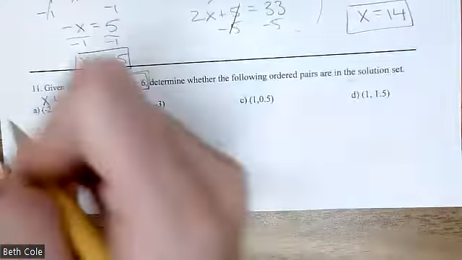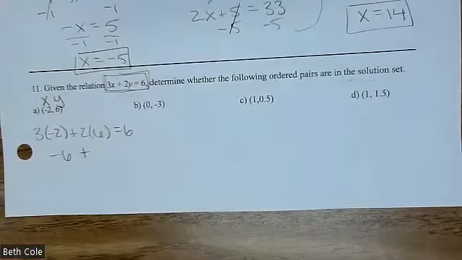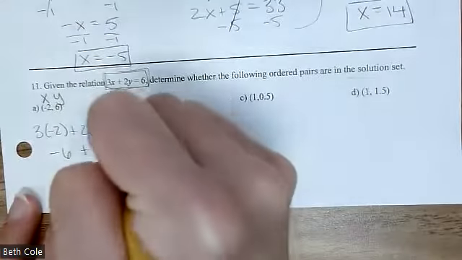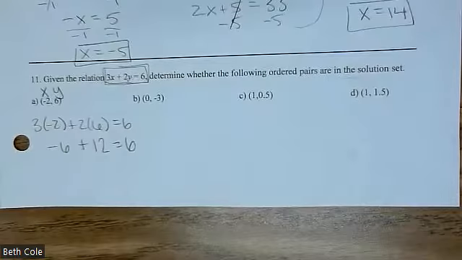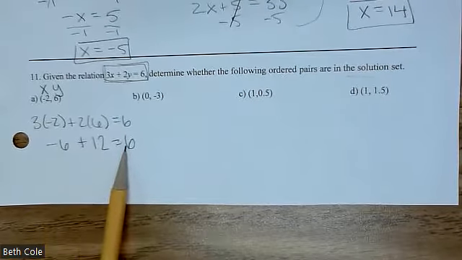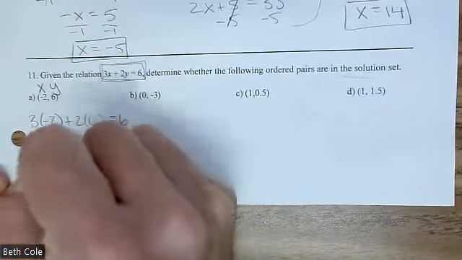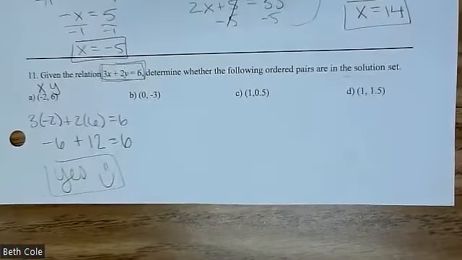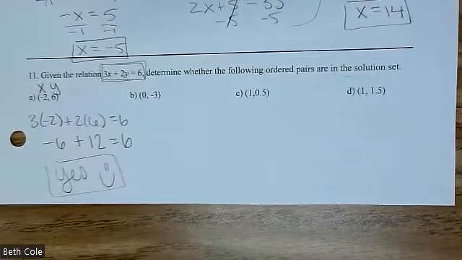That'll be -6, plus 2 times 6 is 12 equals 6. And we just want to decide if that's true or not. -6 plus 12 equals 6. Yes, it works. It's a yes or a no question. That's all, like a true or a false. If you're true, then fine. We're just going to practice a couple more.